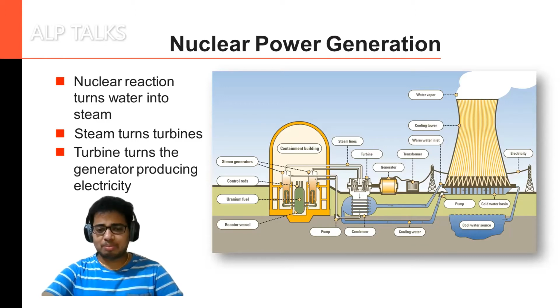Whatever electricity is generated here, we use a step-up transformer for the grid. So this is the electricity. We have a cold water basin pump and a cold water source also, generally lakes and rivers, which we will use. So this is about nuclear generation.